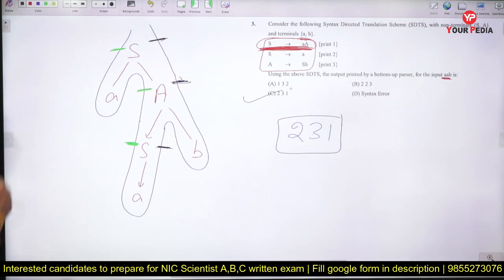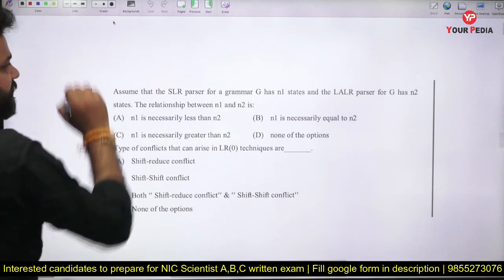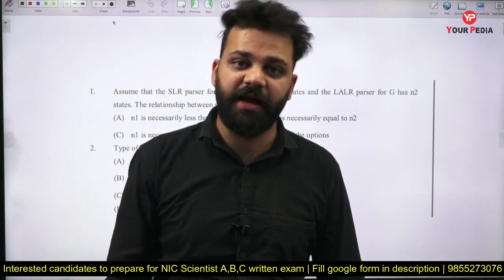Now let's move on to the next question. Now next 3 questions are from technical assistant exam. These were asked in the technical assistant exam.